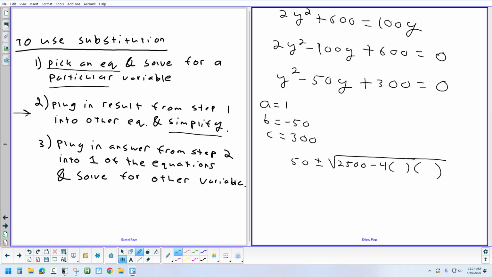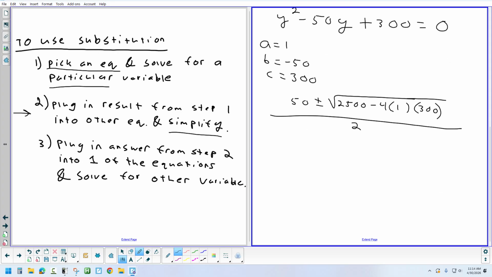minus 4 times, what's going to go next to the 4? Yep, 4AC. So 4AC, and that's going to be divided by 2. All right. So looking at the square root, I can tell we don't get a nice answer there. What's 2,500 minus 1,200? 1,300.